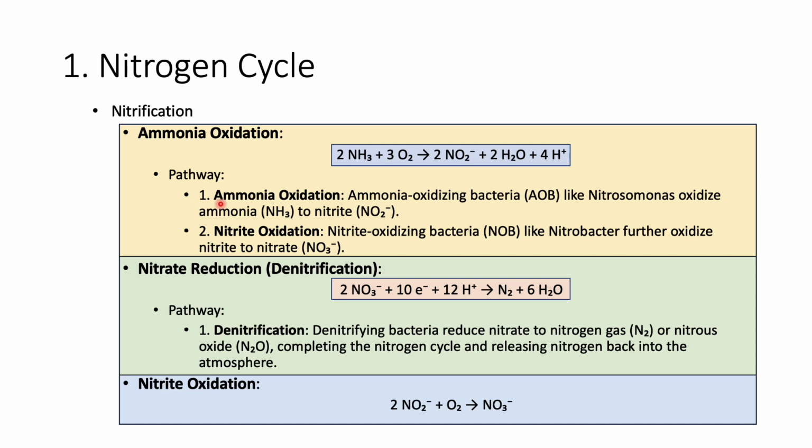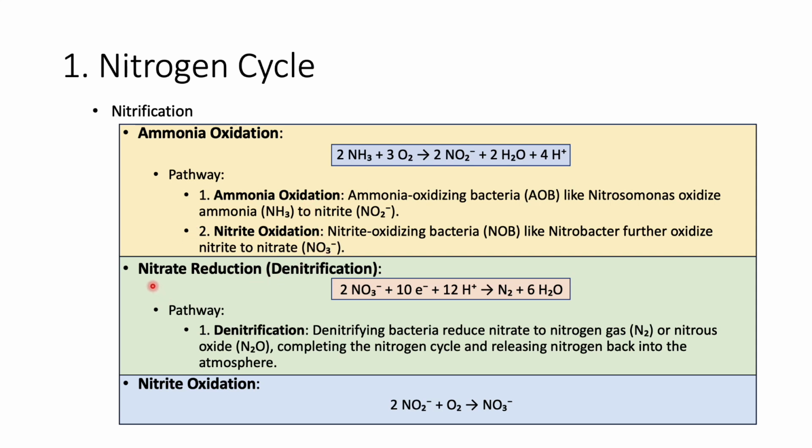So the pathway is ammonia oxidizing bacteria like Nitrosomonas oxidize ammonia to nitrite ions. Then the nitrite oxidizing bacteria like Nitrobacter further oxidize nitrite to nitrate. So these are the two reactions that are happening.